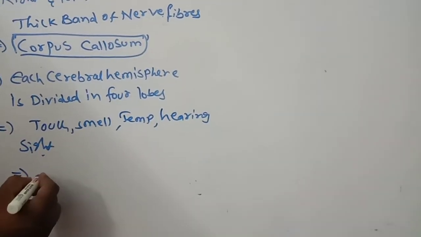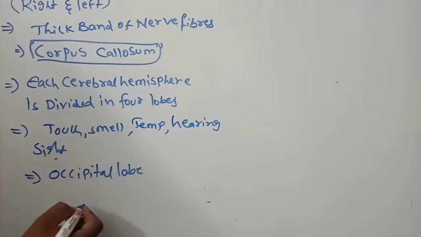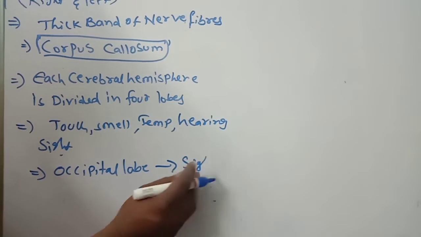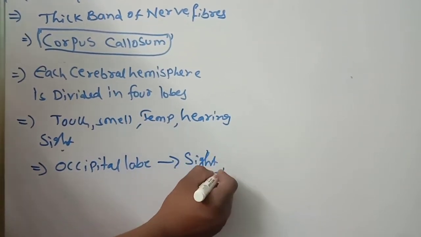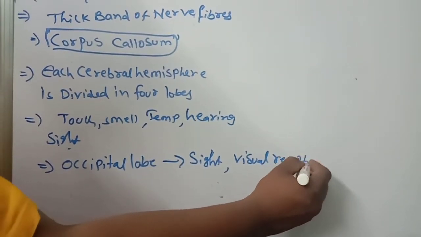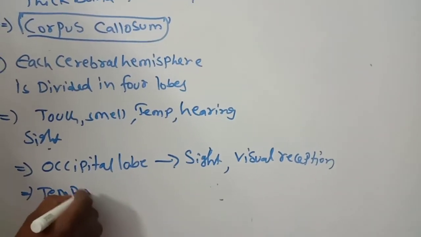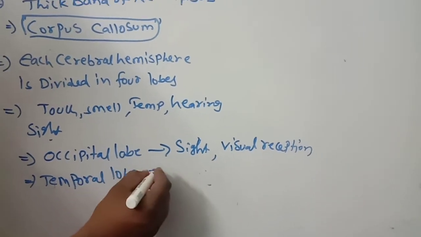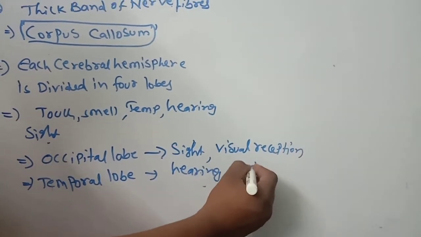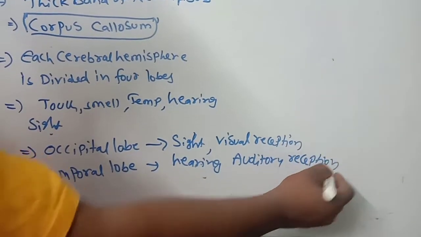One is the occipital lobe. The occipital lobe is the region for sight, visual reception, which means it is related to vision. We see things because of that. The next one is the temporal lobe. It is helpful for hearing, which means auditory reception.